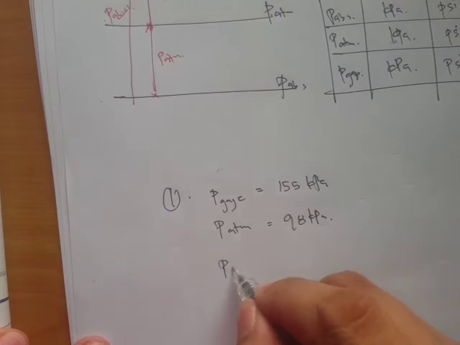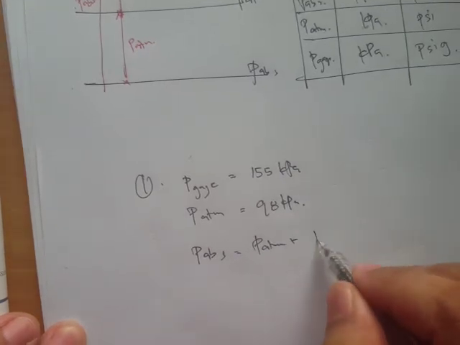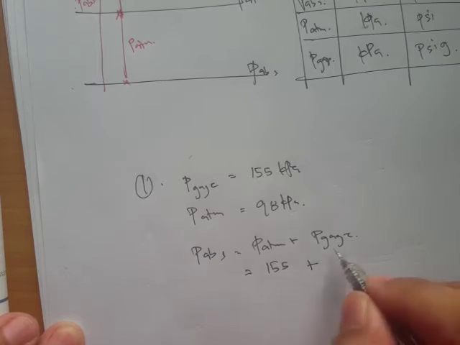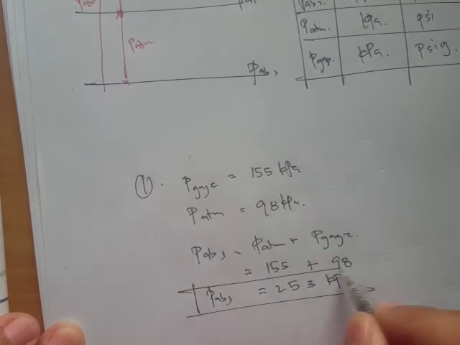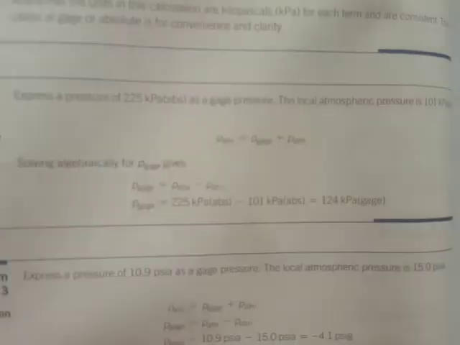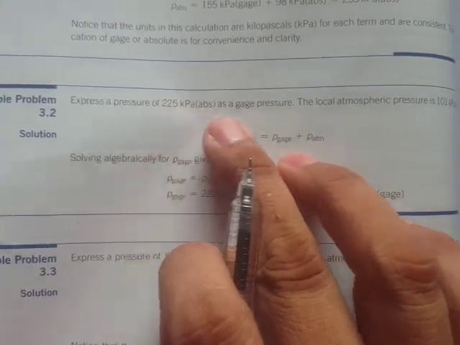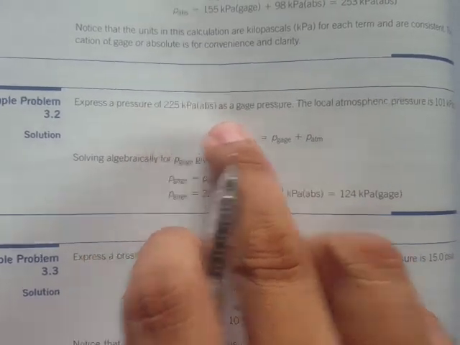Okay, so therefore P abs is simply P atmospheric plus P gauge. That's equal to 155 plus 98, which is just 253 kPa. Okay, number two, let's try this one. Express a pressure of 225 kPa as a gauge pressure. It says here this is absolute pressure. The local atmospheric pressure is 101 kPa.